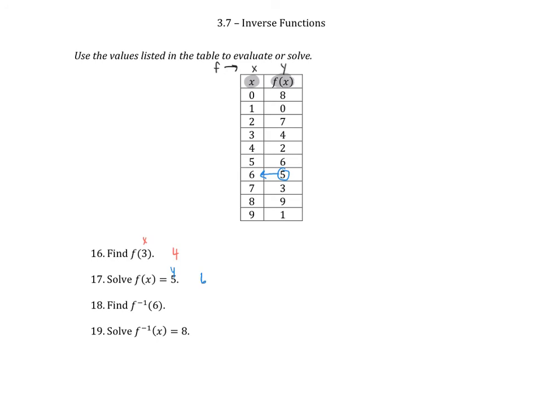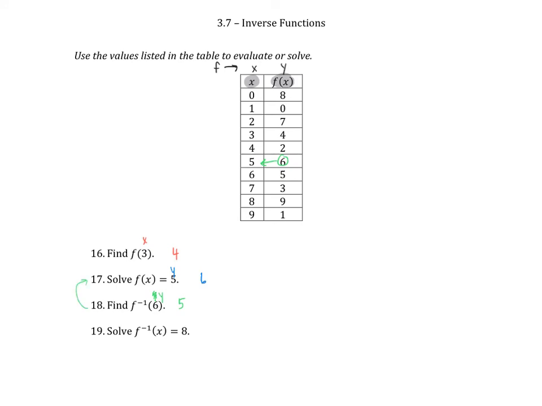All right, now number 18 and 19, we want to know information about the inverse. Keep in mind, we don't have an inverse up here, so we're going to use the opposite value. So ordinarily, this is an x. So for the inverse, we want to look at y. So when y is 6, the x value is 5. So that's what we have there. Okay, notice this corresponds to number 17.